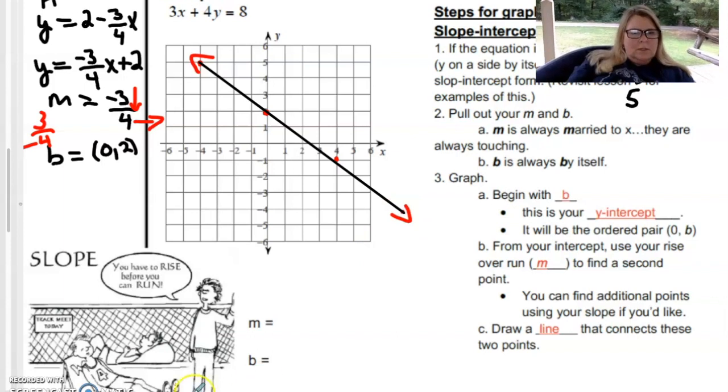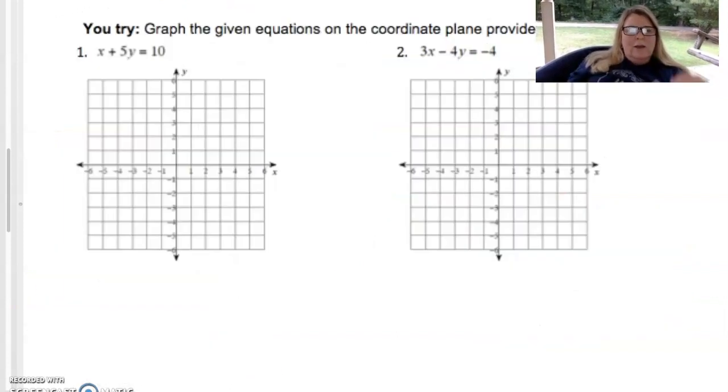Okay, let's go to the next slide. And here you'll find 2 U-tries. On these, you'll see that neither one is in slope-intercept form, so the first thing you need to do is solve for y. I'll write up here, remember slope-intercept form is y is equal to mx plus b. So get y by itself, then pick out your m value and your b value, your y-intercept, and make sure that you practice each one of those.